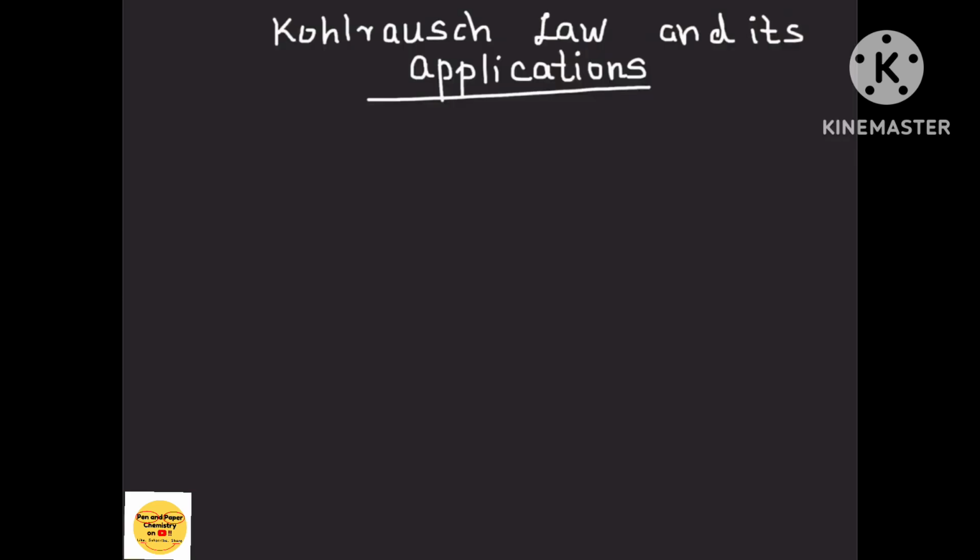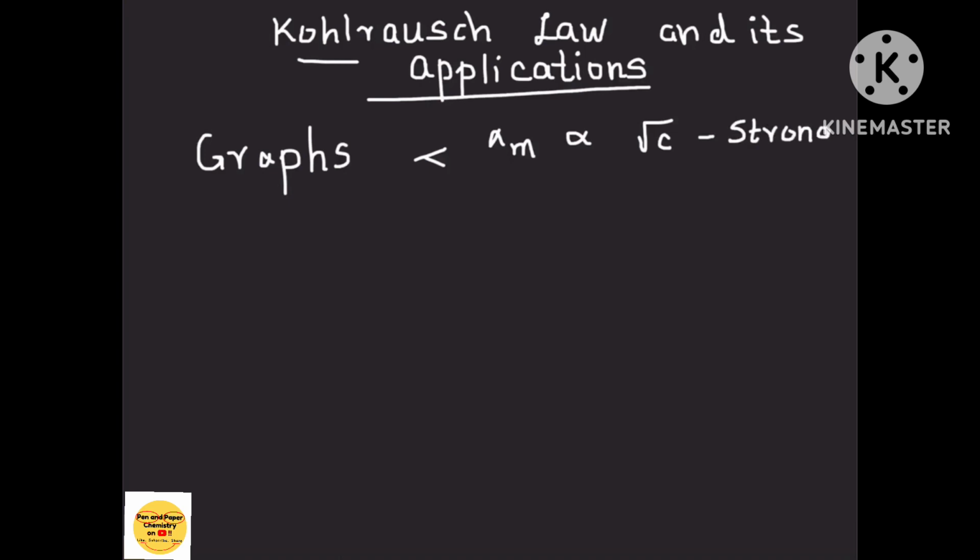The topic that we are taking up now is Kohlrausch law and its applications. In the earlier video we have already discussed the graphs related to molar conductivity, how the molar conductivity of strong and weak electrolytes varies vis-a-vis the square root of concentration. We also notice that in the case of strong electrolytes there is a linear relationship and we can determine the molar conductivity at infinite dilution by simply extrapolating the graph.